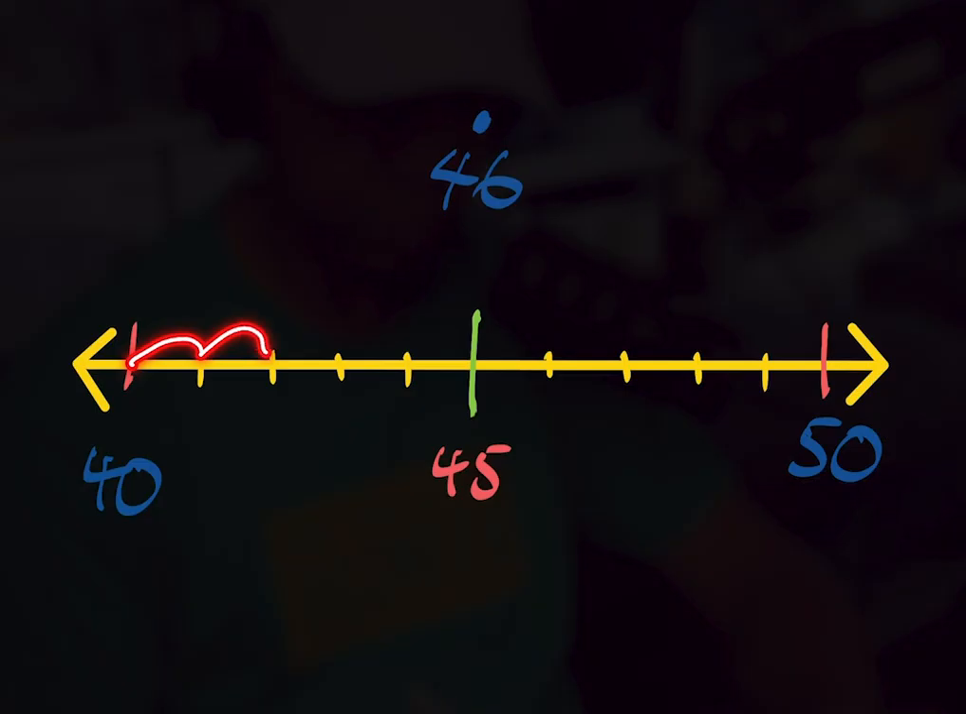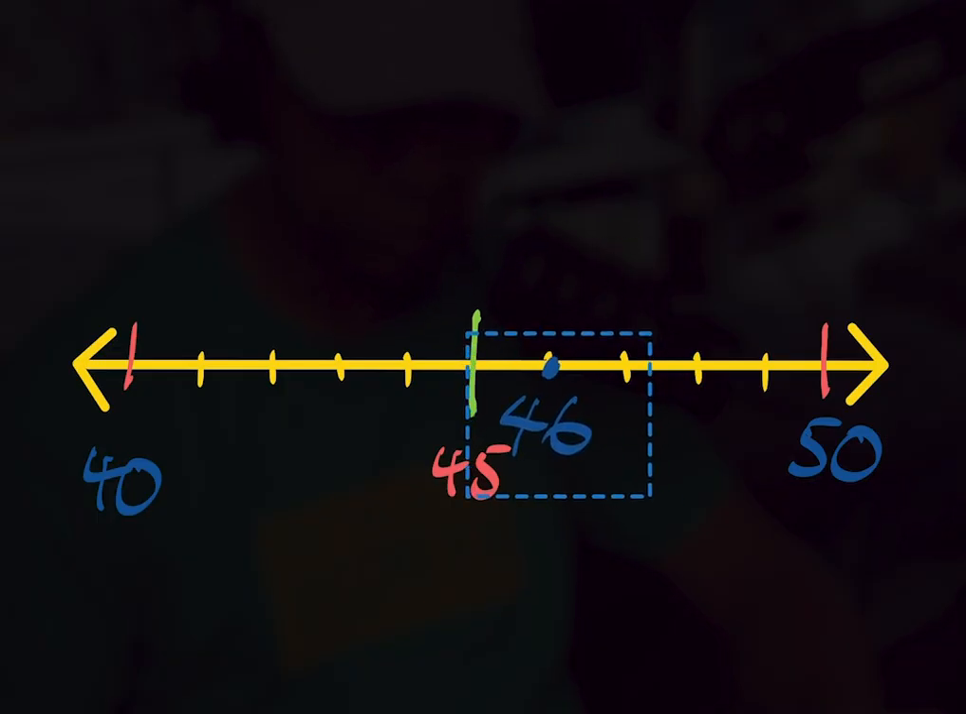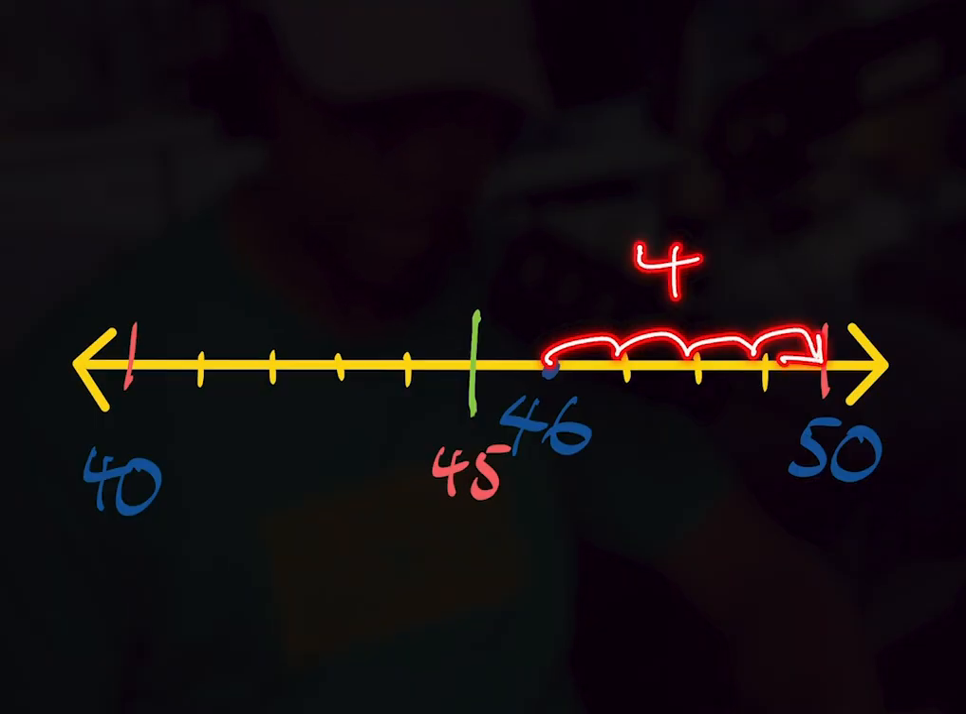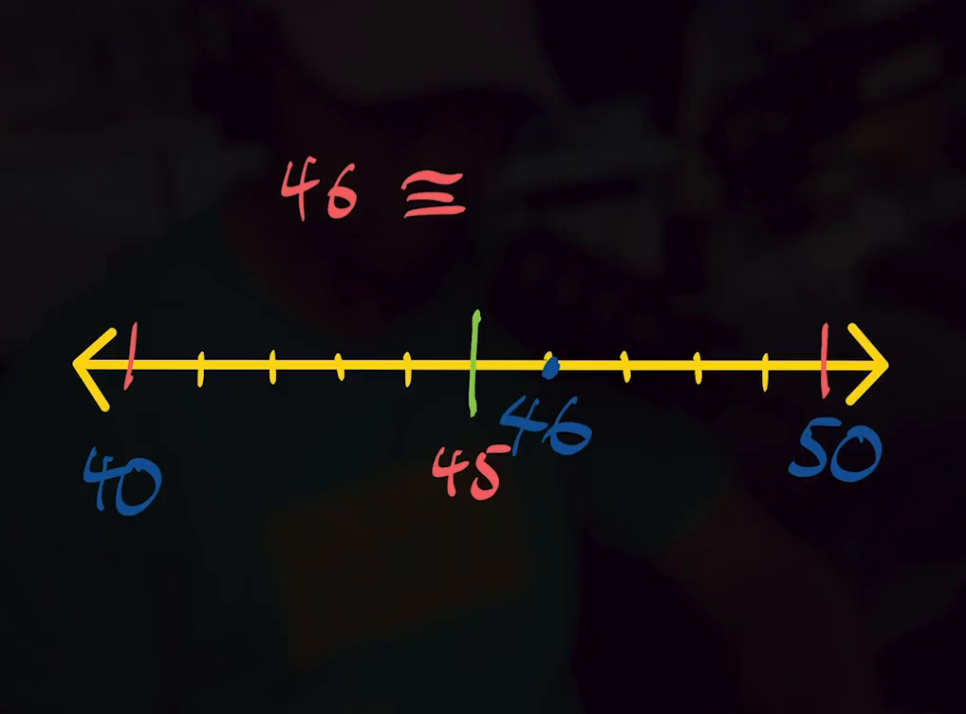41, 42, 43, 44, 45. Placing 46 means I just go one spot beyond 45. Now I have to compare the distance from the point 46, 1, 2, 3, 4, to each of the multiples of 10. 1, 2, 3, 4, 5, 6. Obviously, the number 46 is closer to 50. This tells us that 46 is about or approximately 50 when I'm rounding it to the nearest 10.